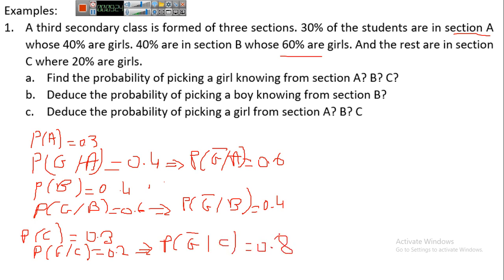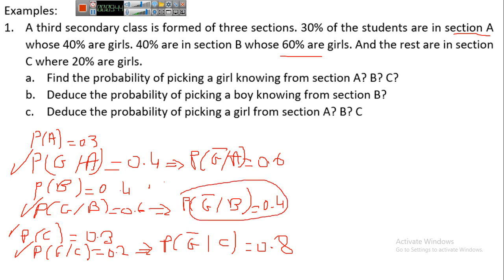Question A: find the probability of picking a girl knowing from section A. So it is 0.4 as we said. A girl knowing from section B is 0.6. A girl knowing from section C is 0.2. Now the probability of picking a boy from section B: boy, not girl, knowing from section B, is 0.4.